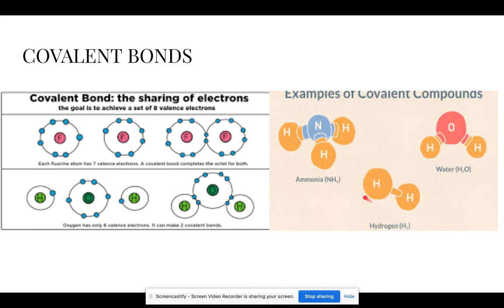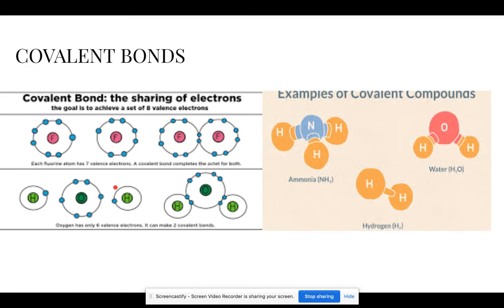Next up, we have covalent bonds. Covalent bonds have the same goal as ionic bonds, and that is to get 8 valence electrons. Covalent bonds are usually found between 2 nonmetals. There are 2 types. There's one where it has the same element, and here we have 2 fluorines with 7 valence electrons, and instead of transferring any valence electrons, they're going to share them. So they're going to bond together and share these 2.